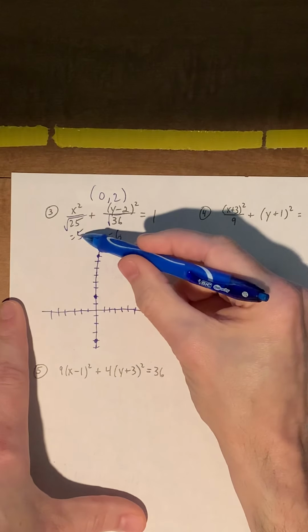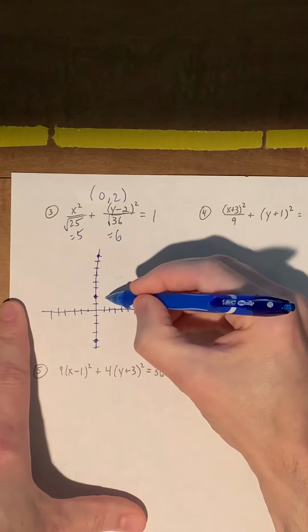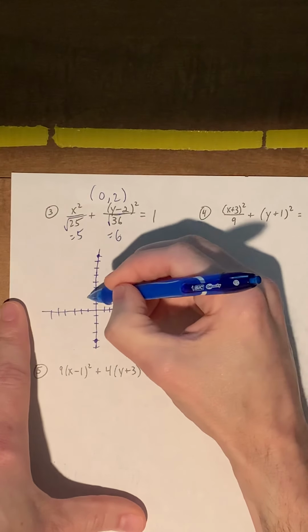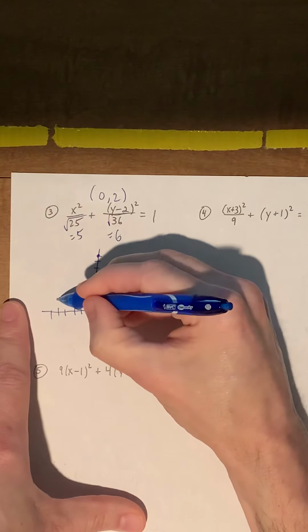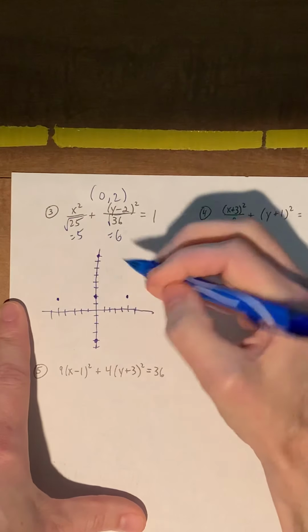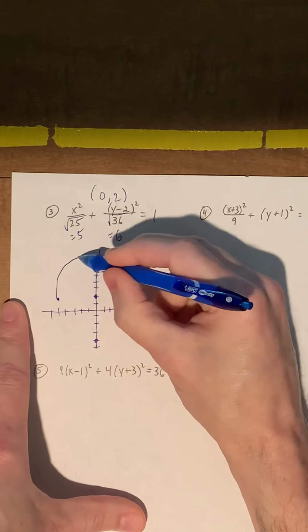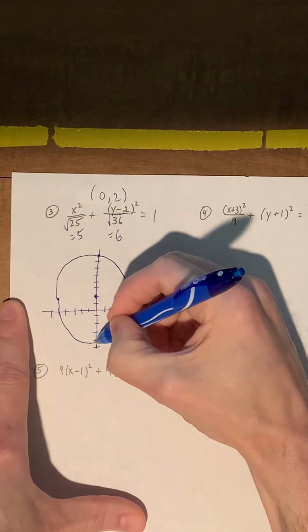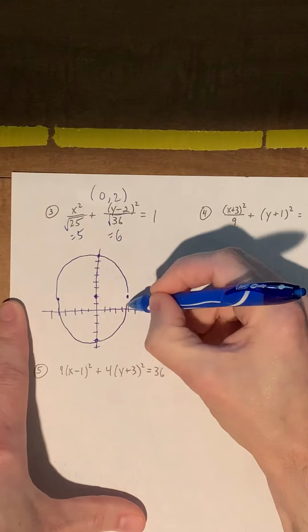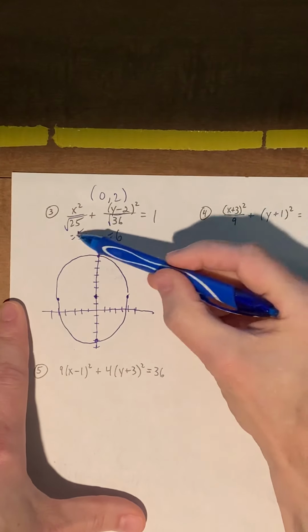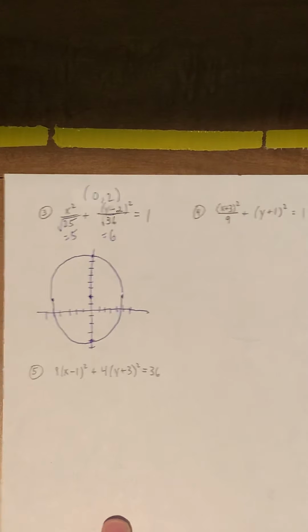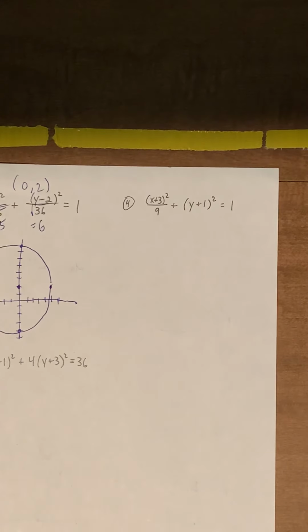And then X direction left and right 5. And then after you have your 5 main points, center point 4, you can make your ellipse, which will be close to a circle because 5 and 6 are numbers that are close together. And there's number 3. All right, let's look at number 4, moving right along here.